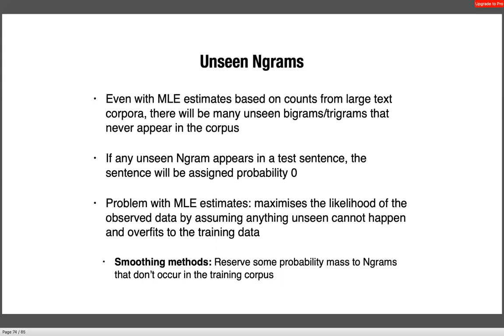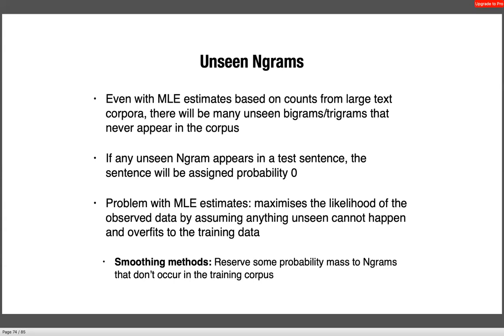What is the problem with maximum likelihood estimates, which is exactly what we used for the previous example? It maximizes the likelihood of the observed data, right? And it automatically assumes that anything unseen doesn't happen, right? So there is this danger of overfitting to the training data. And so here, smoothing techniques come to our rescue. The basic philosophy of smoothing methods is that you're going to reserve some of the probability mass away from your seen Ngrams to the unseen Ngrams that you do not see in your training corpus.